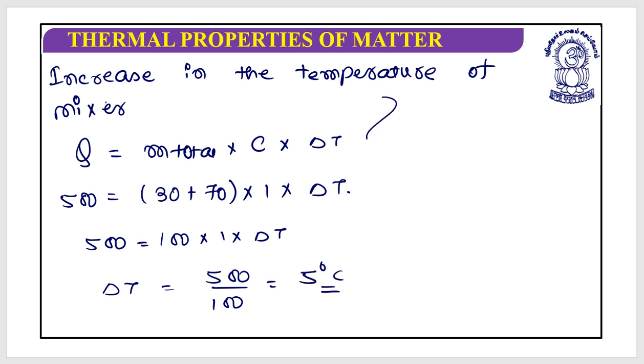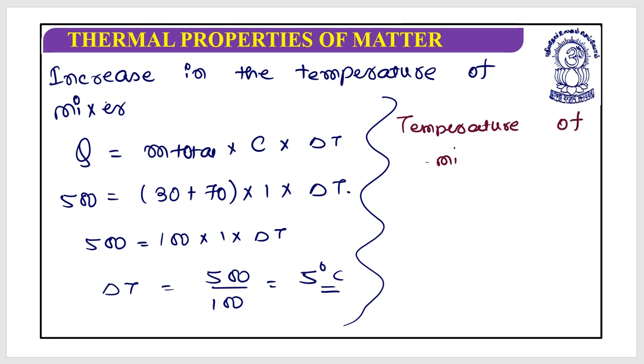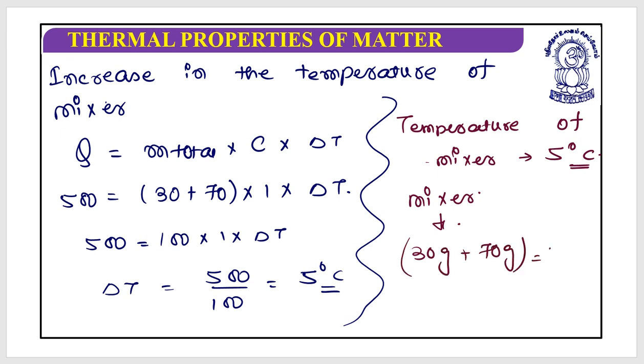So now we got every answer. First, the temperature of the mixture is 5 degrees Celsius. The mixture contains 30 gram plus 70 gram equals 100 gram of water. This is the final constituents of the calorimeter. I hope this is clear.